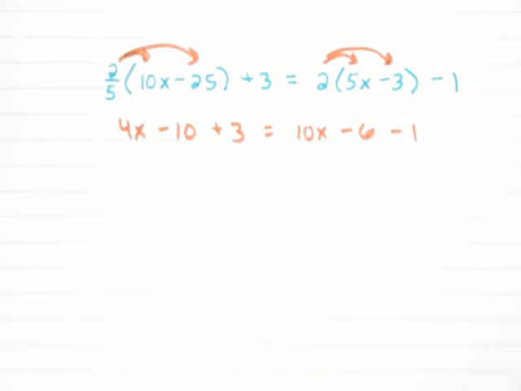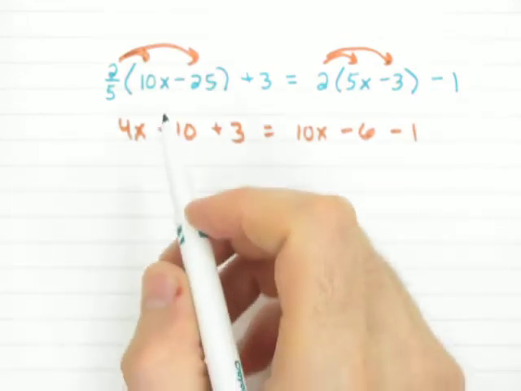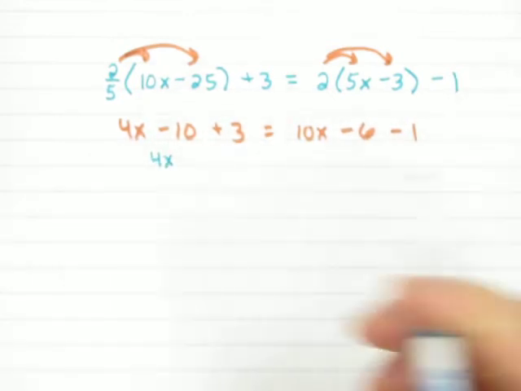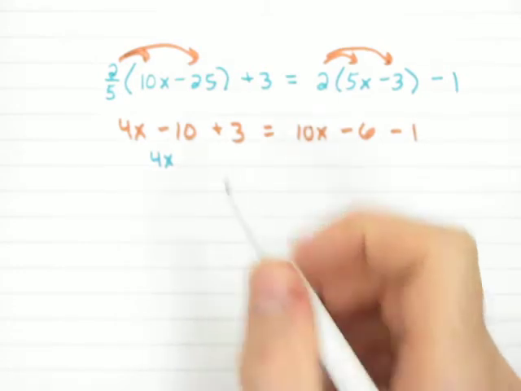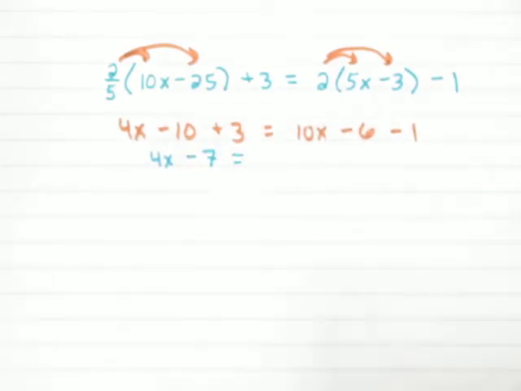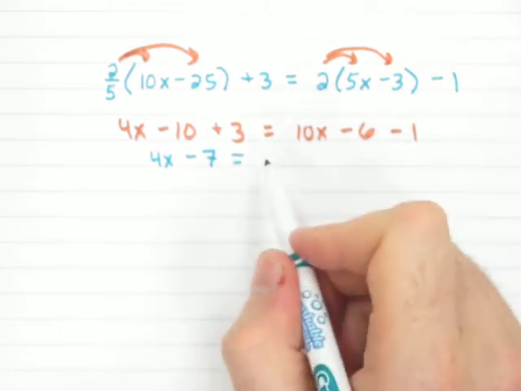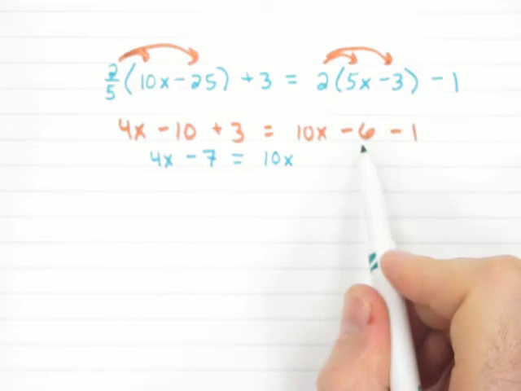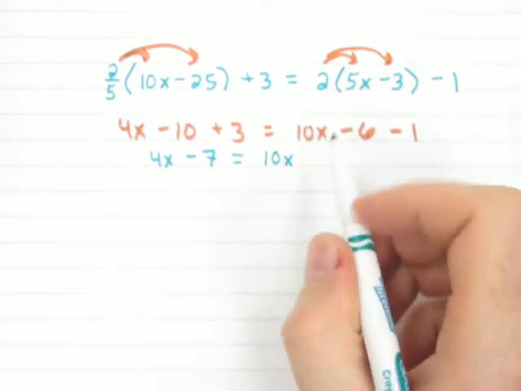Again, I want to simplify before I move forward, so I'm going to combine like terms. On the left-hand side, I just have this one variable, so I'll say 4x. Negative 10 and positive 3 can be combined to be negative 7. On the right side of the equation, I just have one variable, so I write 10x. Negative 6, negative 1 is negative 7.